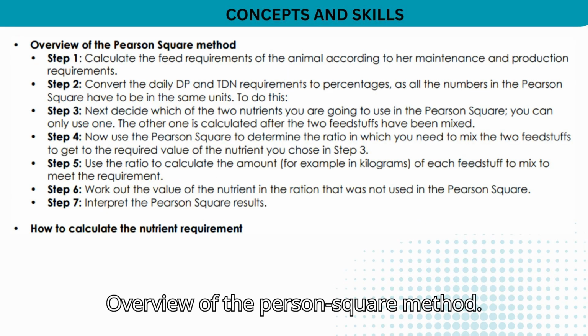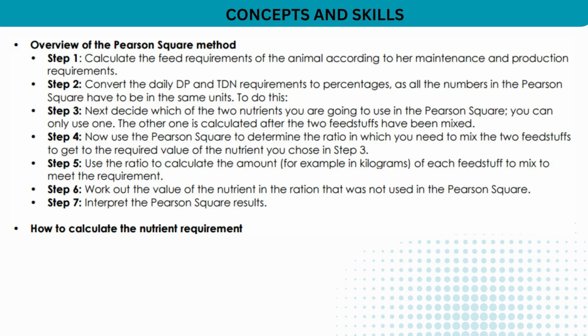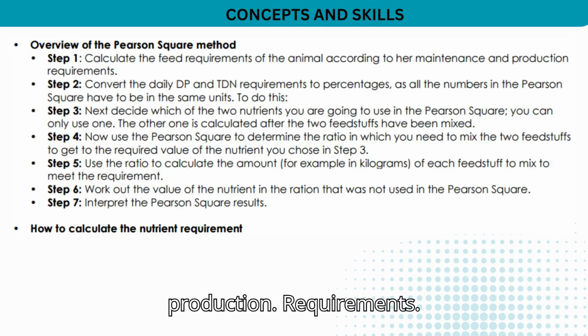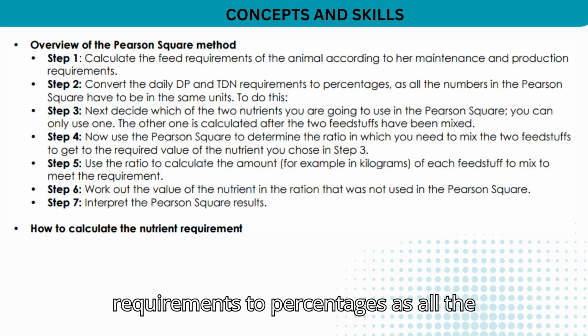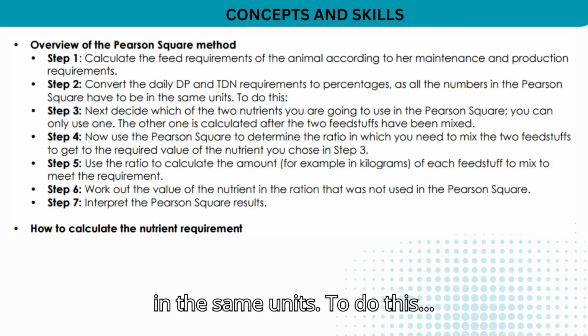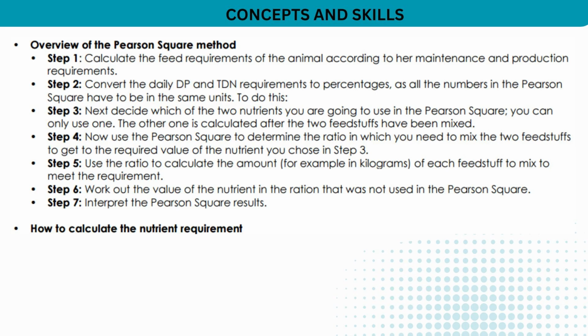Overview of the Pearson square method. Step 1. Calculate the feed requirements of the animal according to her maintenance and production requirements. Step 2. Convert the daily DP and TDN requirements to percentages, as all the numbers in the Pearson square have to be in the same units.